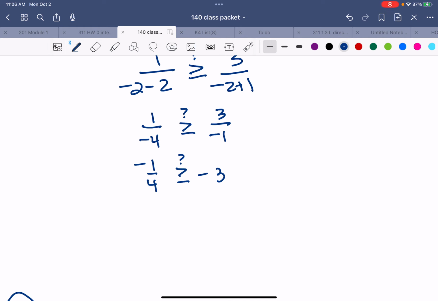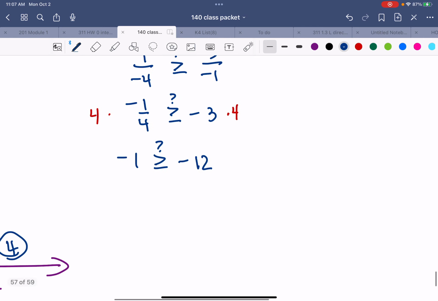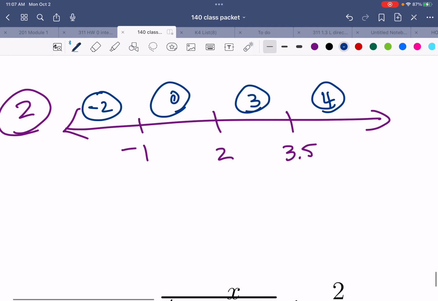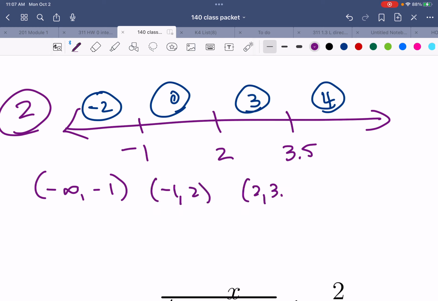If you don't like working with fractions, you can also multiply both sides by 4 here. And you get is negative 1 greater than or equal to negative 12? And that's true, right? Negative 12 is much more negative, much smaller than negative 1. So that's a yes. So I'm keeping, oh, wait, we forgot to write out our intervals down here. Let me do that quick. Negative infinity to negative 1, negative 1 to 2, 2 to 3.5, and 3.5 to infinity. And this was a yes on the first one.